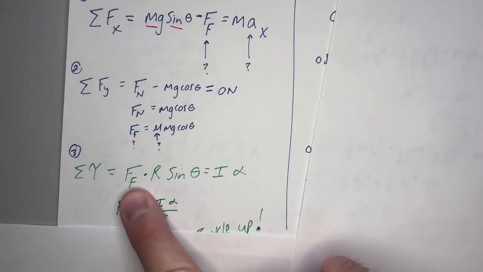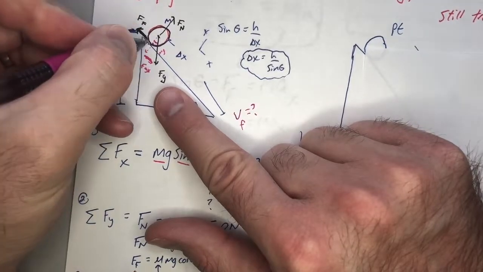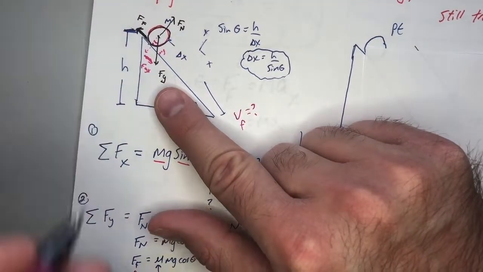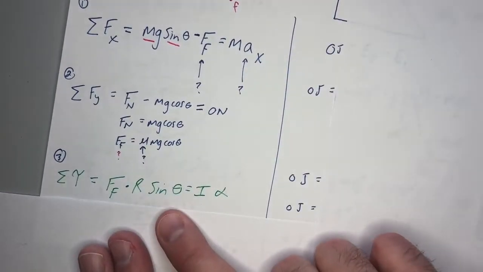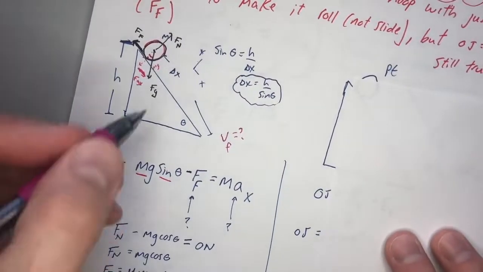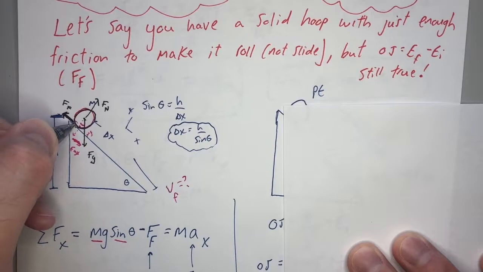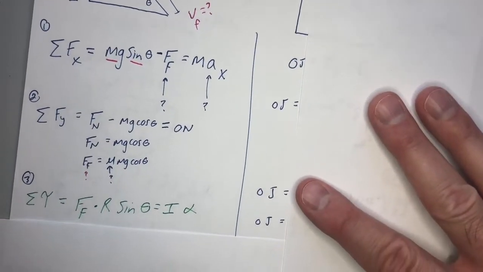It's the force of friction times R, because if this is the center of the hoop, and that's where it's acting, that's R right there, the radius of the hoop, times the sine of the angle between your force friction and your radius right there. Now, here's the deal. Your force friction's going that way. Your R is that way. The angle is 90 degrees right there because it's touching it right there. Sine of 90 is 1. So that's going to simplify quite nicely.